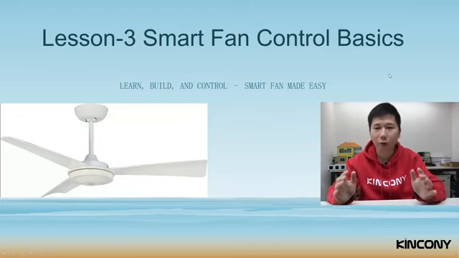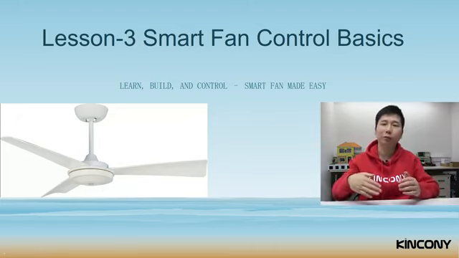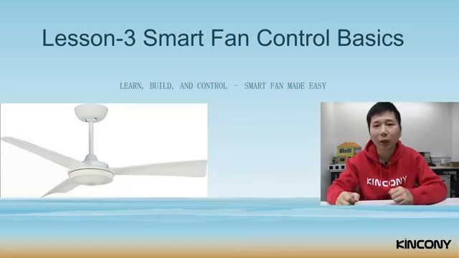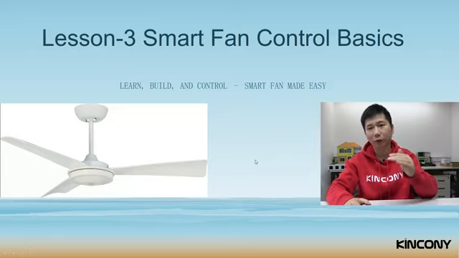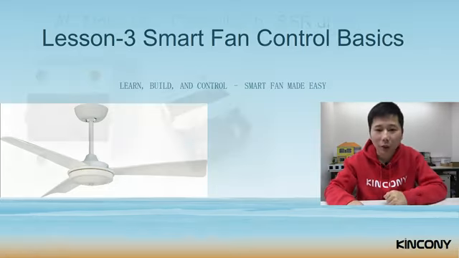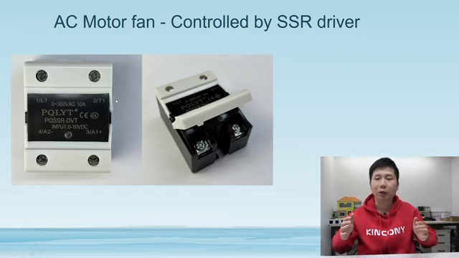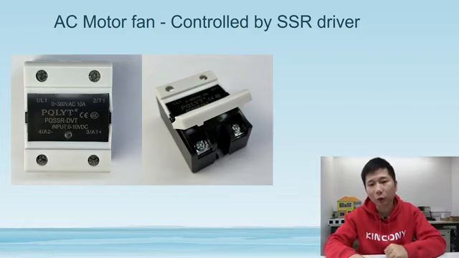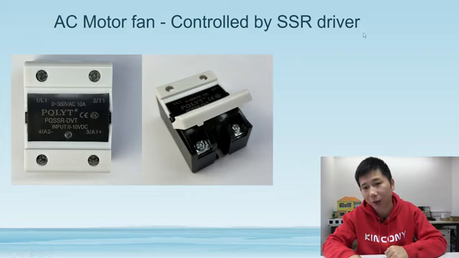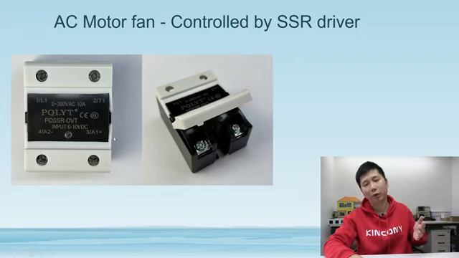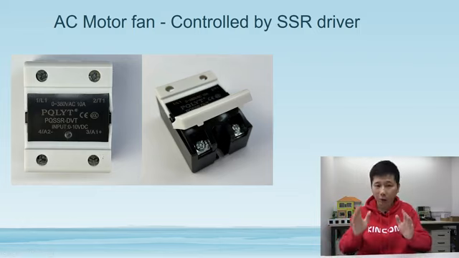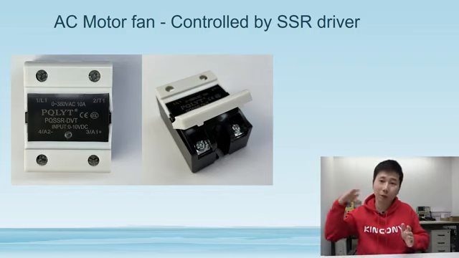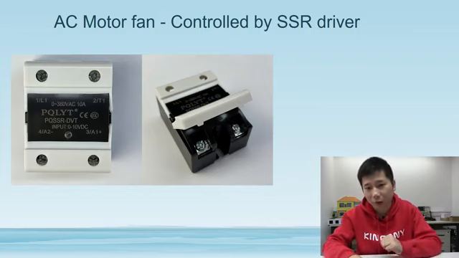In this video, I will show you how to change the speed of the motor just for a ceiling fan. Let's look at this ceiling fan. We want to control its speed by application. Because the motor is an AC motor, we should control it with this SSR driver. In the last video, we used this AC SSR driver to change the brightness of the lamp, but this time we can also use this SSR to change the speed of the motor. So let's look at the next.